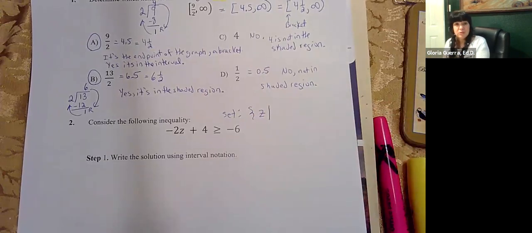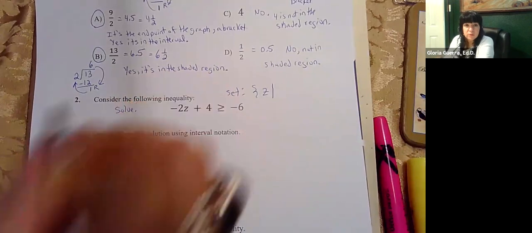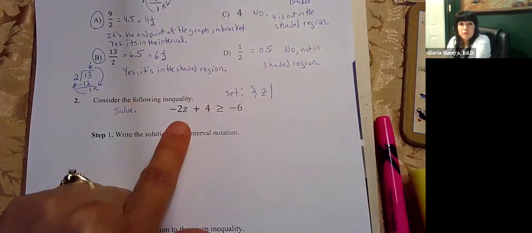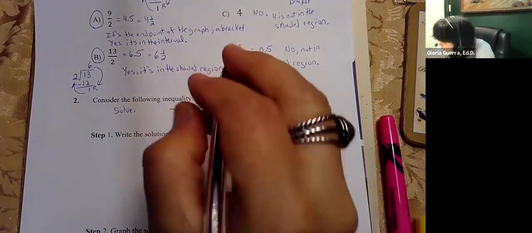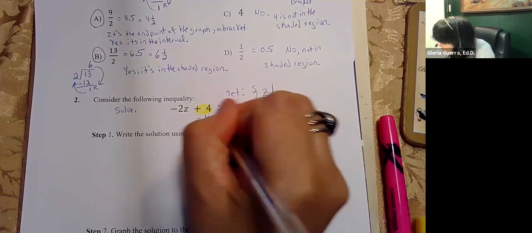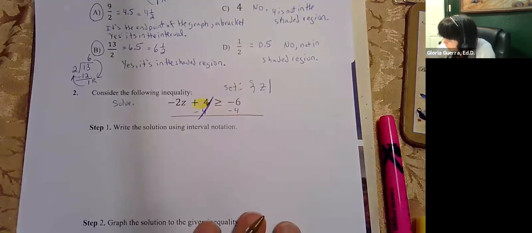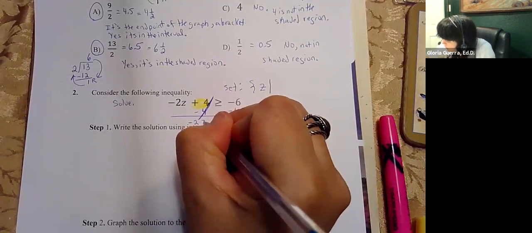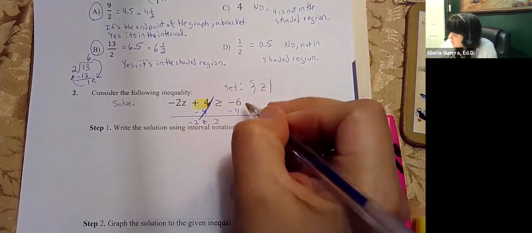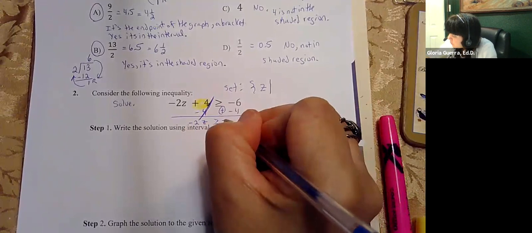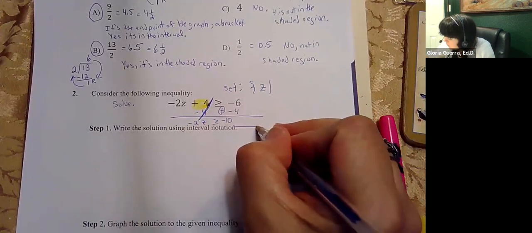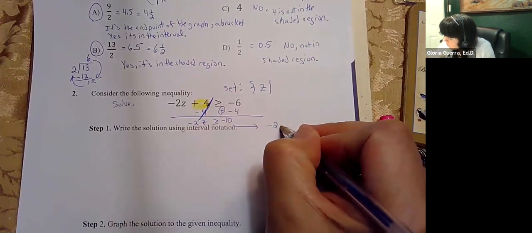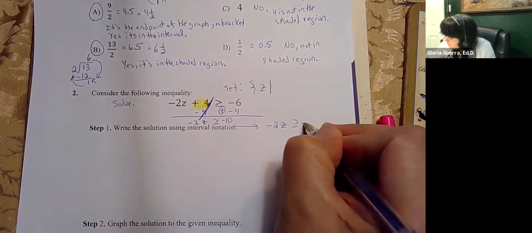Okay, well, we can't just jump to interval notation without first solving. First you have to solve it. So you want to isolate z, get z by itself. And I would move the +4. The only way to move it is to do opposites: -4 on both sides. So then you have -2z greater than or equal to, and -6 plus a -4 is a -10. So then you have -2z greater than or equal to -10.